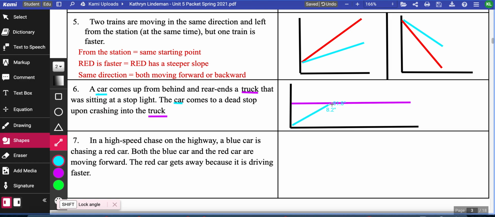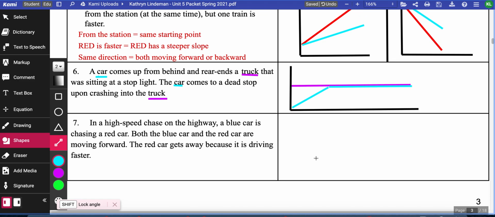And then they're in the same location. We don't know if the car is moving forward or backward. So you could have also had the car line be a negative line from the top, okay? And that would have been just as correct.